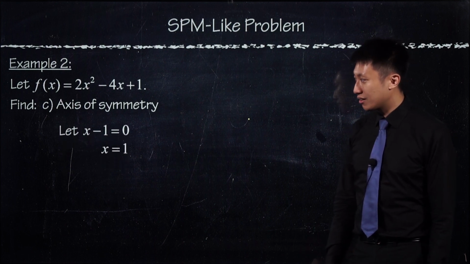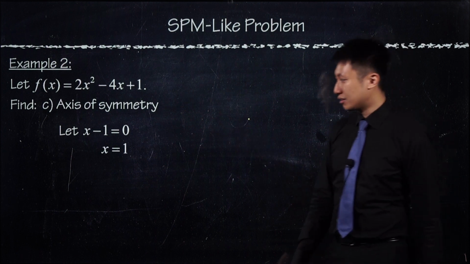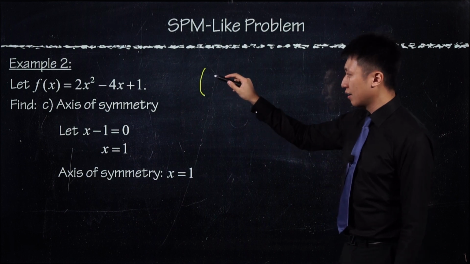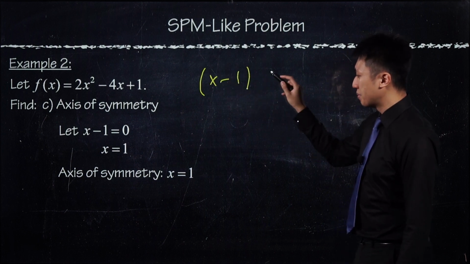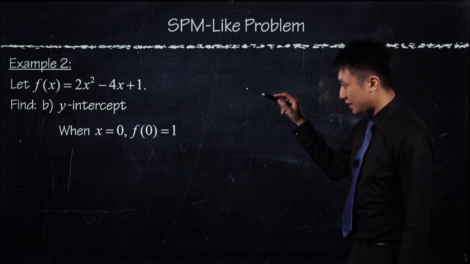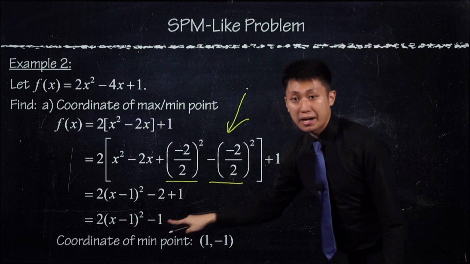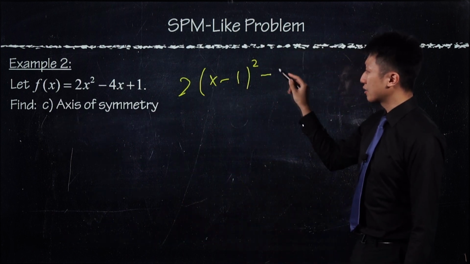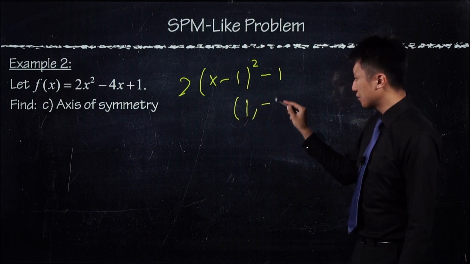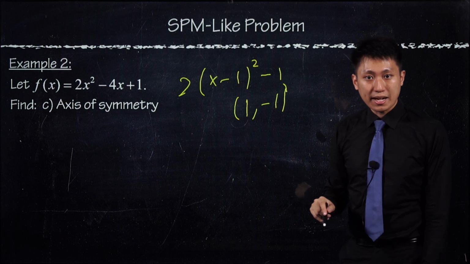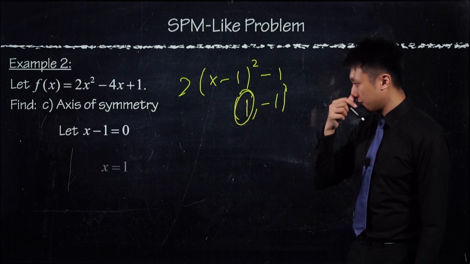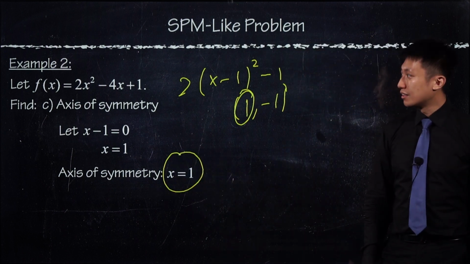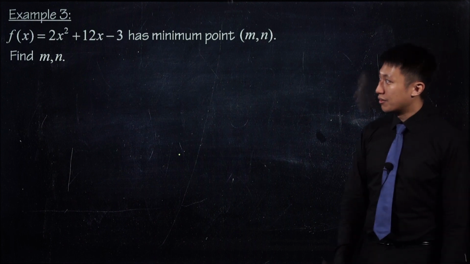Let x minus 1 equal 0, so x equals 1 is your axis of symmetry. Just now, remember, it was something like x minus 1, then behind that, I forgot already. Let me see. x minus 1, then minus 1. So it's 2(x minus 1) squared minus 1. So the coordinate of the min-max point is 1 and minus 1, and you are just looking at this one, which is x equals 1.